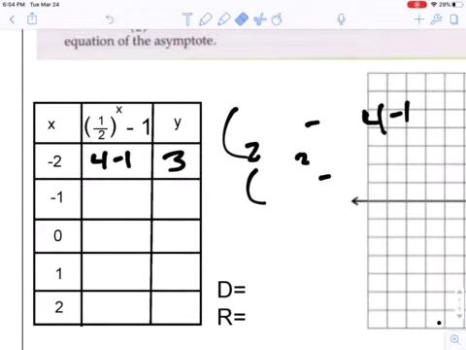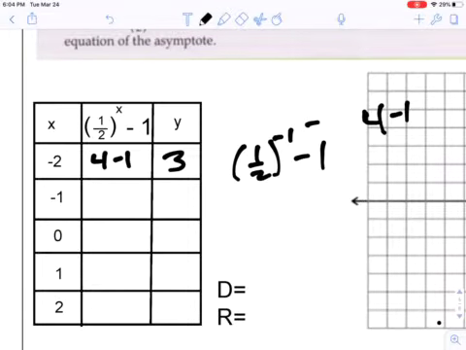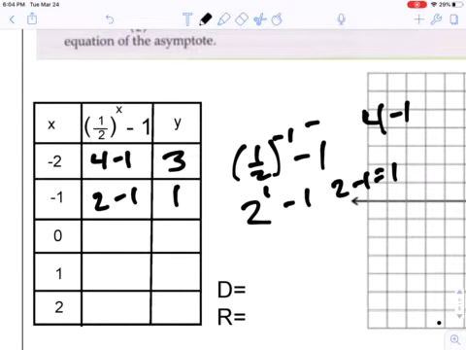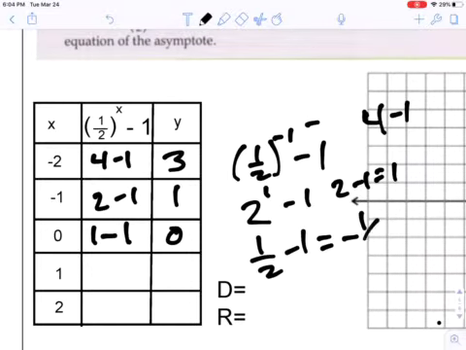All right, so let's take a look now at negative 1. Basically, same kind of concept. 1/2 to the negative 1 minus 1. So that's 2 to the 1 minus 1, which is 2 minus 1, which is 1. All right. 0: anything to the 0 power is 1. So you wind up with 1 minus 1, which is 0. And then here, we put 1 in. So 1/2 minus 1 equals negative 1/2. And then if you put 2 in, you have 1/4 minus 1, which is negative 3/4.